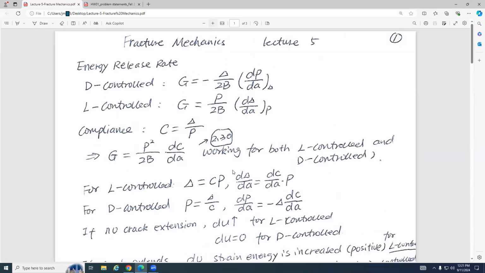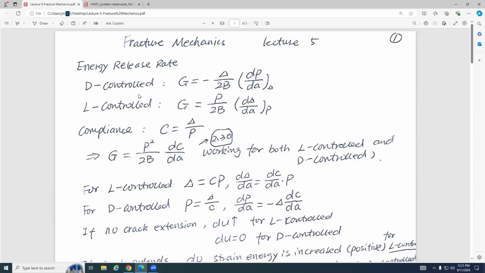So energy release rate, and we talk about this energy release rate. For D control and L control, we have two equations, and you should know these two equations. Let me ask you guys, what is the delta? Delta here is a displacement. So D control means the displacement does not change. Here delta is a displacement, and the subscript delta means displacement control. It does not mean anything else.